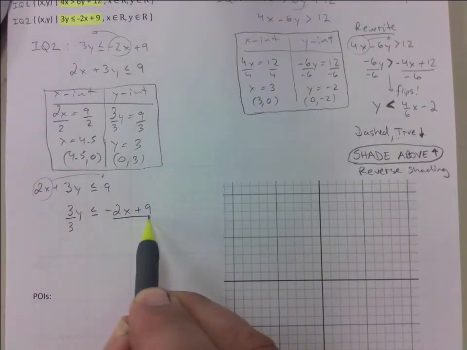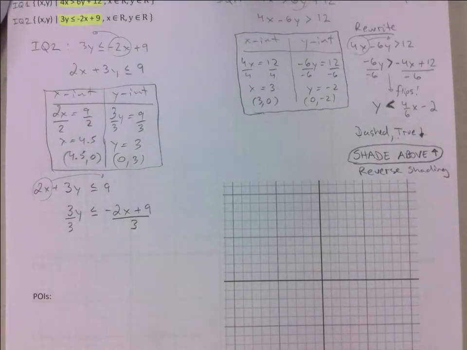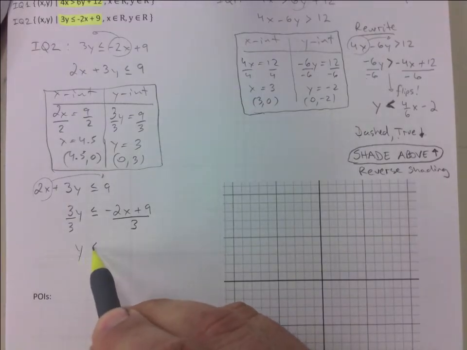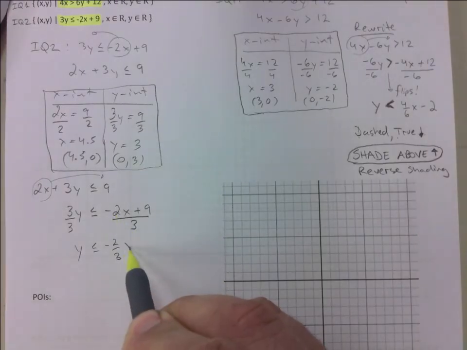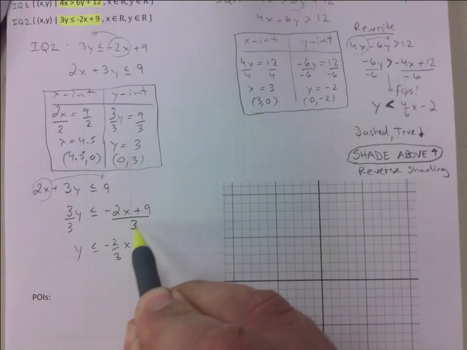Divide both sides by 3. You're dividing by positive, guys. You don't need to flip anything. Some students are like flip, flip, flip, flip, flip, right? Maybe at McDonald's, if you're flipping burgers, that's what you do all day, but not here, okay? So y is less than or equal to -2/3 x plus 3, positive.